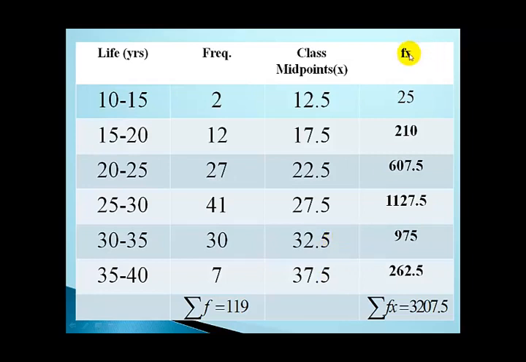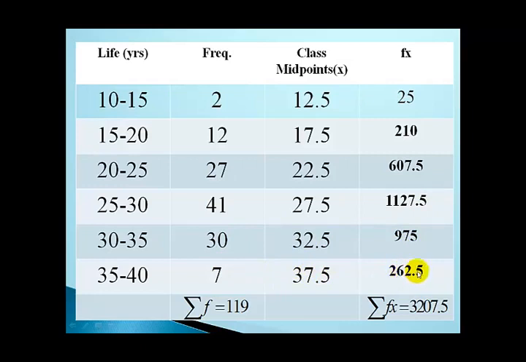Now, fx means we are multiplying the frequency by the class midpoint. So 2 times 2.5 is 25. 12 times 17.5 is 210. 27 times 22.5 is 607.5. 41 times 27.5 equals 1,127.5. 30 times 32.5 is 975. 7 times 37.5 is 262.5.